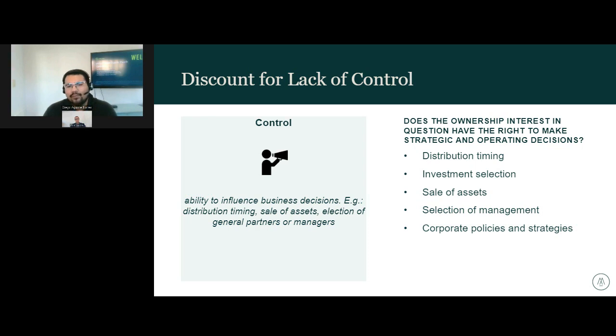As noted earlier, we will get a lot of direction from the various agreements that we request in the initial stage of the valuation. That will help us assess the magnitude again of both the DLOM and DLOC discounts.